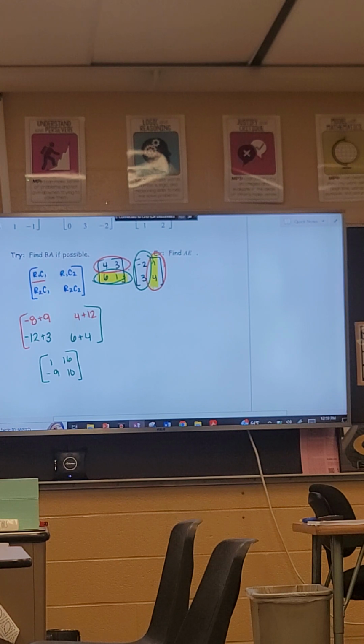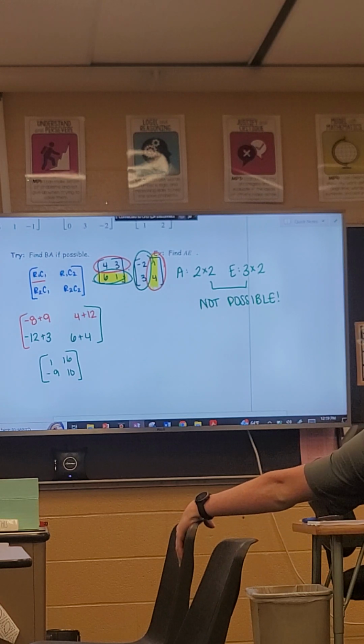What are your dimensions of A? 2 by 2. What are your dimensions of E? 2 by 3. 3 by 2, because remember we do row before column. Can I multiply those together? No, these do not match. Not possible. Wait, is the row not horizontal? There's 3 rows in E, right? 3 rows, 2 columns.